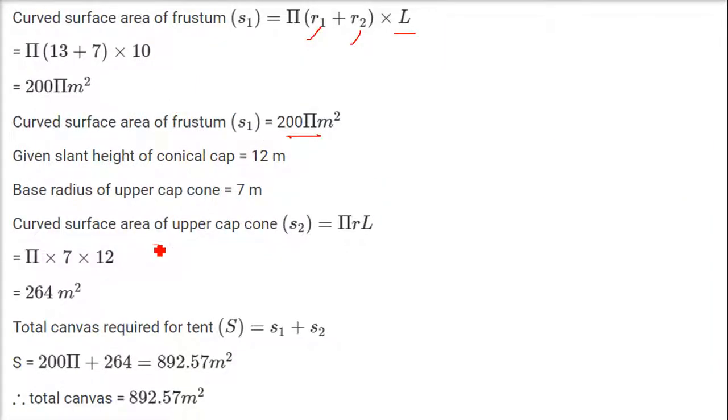So the curved surface area of the upper cone cap will be pi R L. So pi into 7 into 12, this is 264. Just add these two, you are going to get the total canvas as 892.57 meters squared.